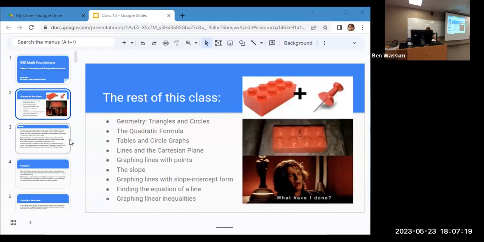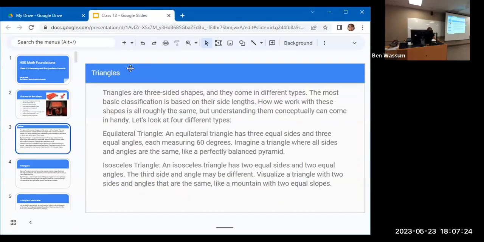Last time we finished off on rectangles. This time we're just going to start up on triangles. So triangles are three-sided shapes, as we know. There's a bunch of different kinds of triangles. It's not wildly important to memorize which type is which, but I did set up these slides to explain each type of triangle. Understanding them conceptually can come in handy.